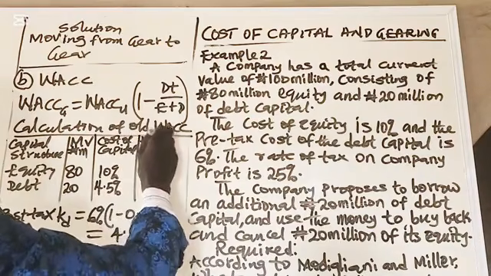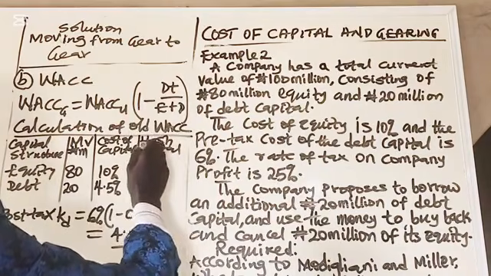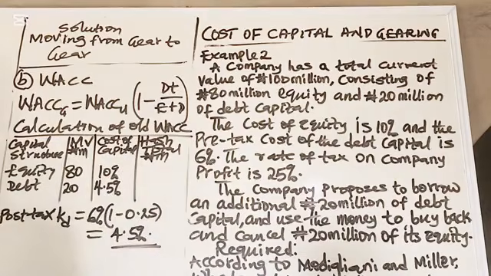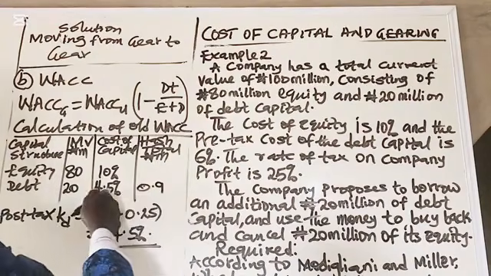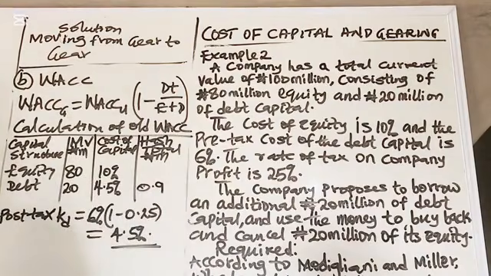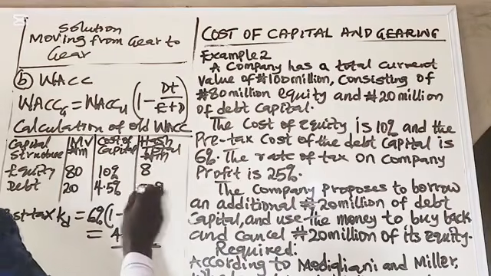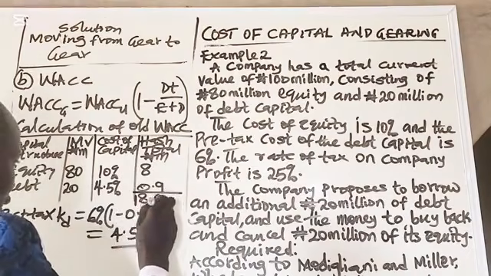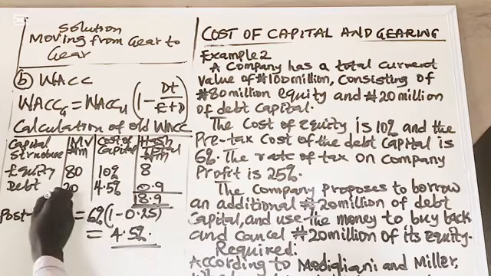So the hash total: 10% of 80 gives us 8, and 4.5% of 20 gives us 0.9. If you sum this up, you have 8.9. If you sum up the market values, we have 100 million.